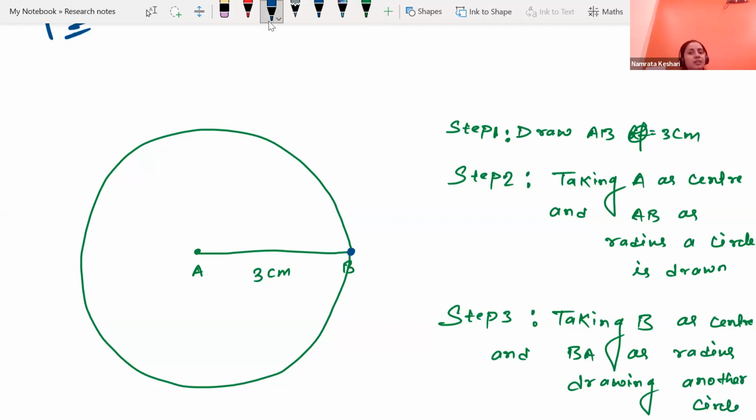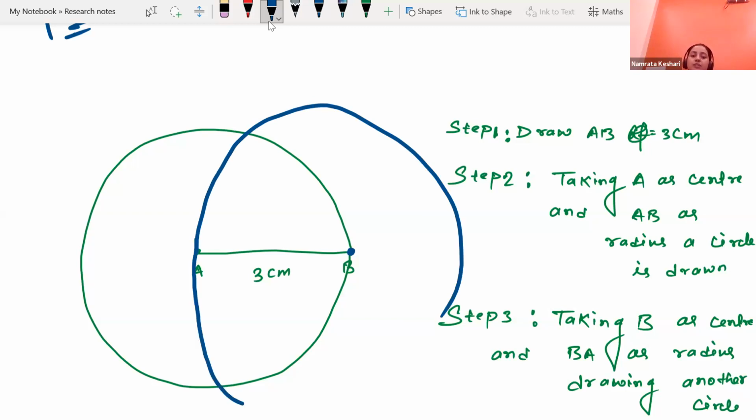Both times we are taking the same radius, yes or no? Even if we change the name, first time we have taken radius as AB, now we are going to take radius as BA. It's the same thing. Radius is same. Yes or no? If you will draw a circle, your circle will look like this, keeping in mind that this time point B is the center. Something like this your circle will look like.